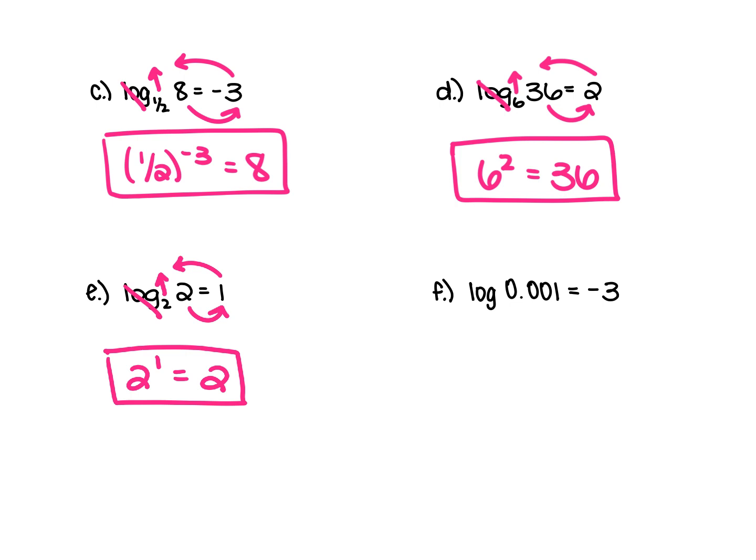For F, we have log of 0.001 is equal to negative 3. This one doesn't have a base, so it's understood that the base is 10. We drop the log, bring up the base of 10, raise it to the negative third power, set it equal to 0.001. So that gives us 10 to the negative third power is equal to 0.001.